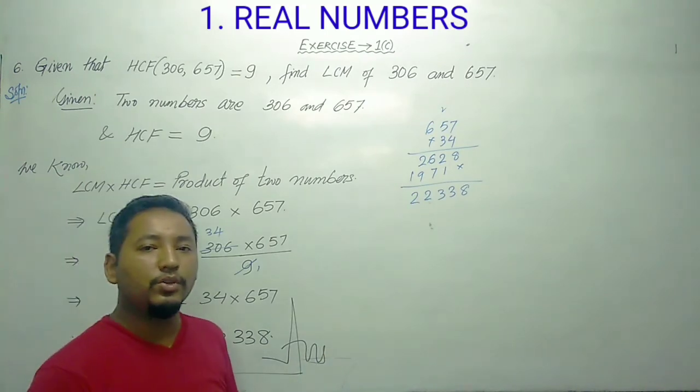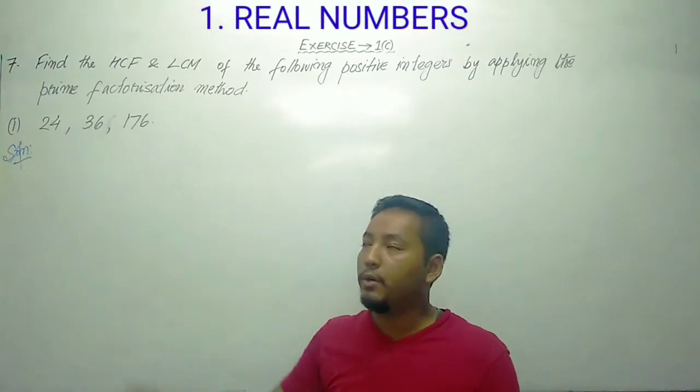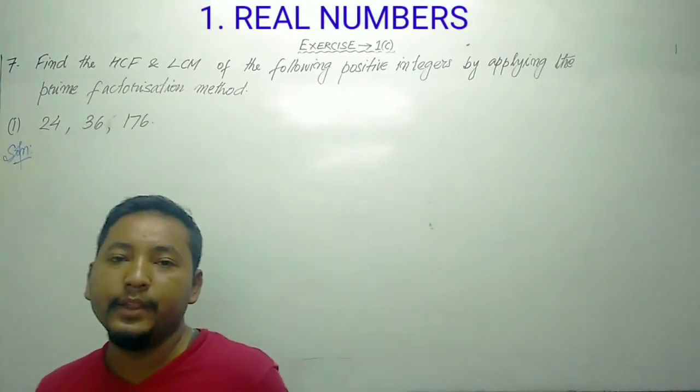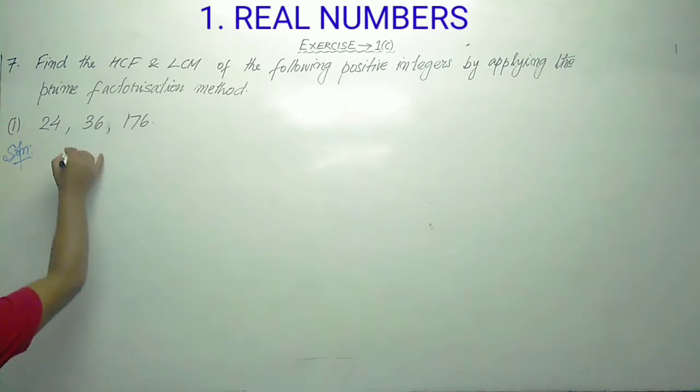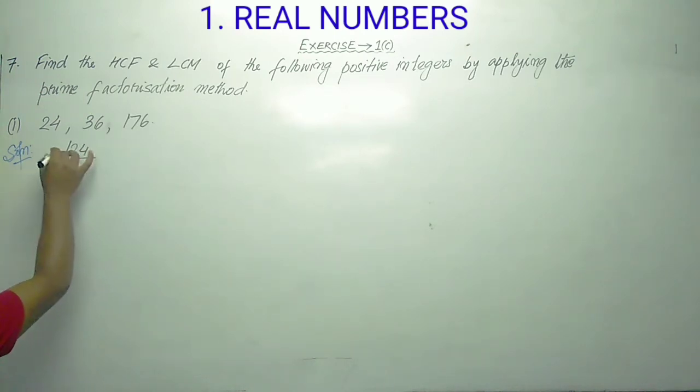Let us move on to the next question. Now let us look at question number 7, which says, find the HCF and LCM of the following positive integers by applying the prime factorization method. Same method, but here we have three numbers. What are they? 24, 36 and 176. Now let us first convert these numbers as a product of their prime factors in this way.